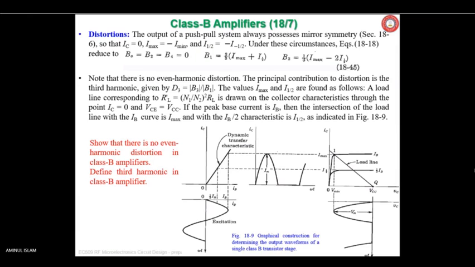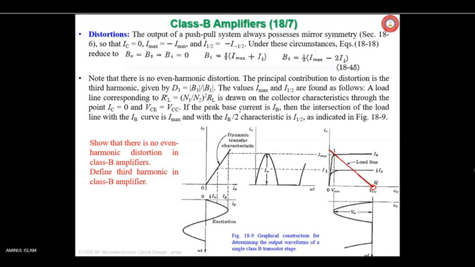Talking about the load line, you see that. So the load line is drawn for IC equals 0. This is the point. And another point is VC equals VCC. So these 2 points, and the load line is drawn.